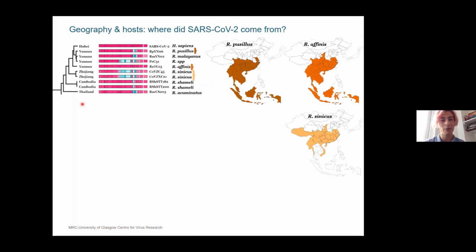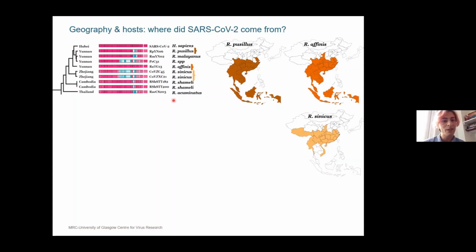So to start off with the bats with the widest ranges, Pessilus, Aphanis, and Sinicus, these have geographic ranges that kind of span across the entire region that I just mentioned these coronaviruses seem to be moving through. So from like Zhejiang to Yunnan and then down the Malay Peninsula.